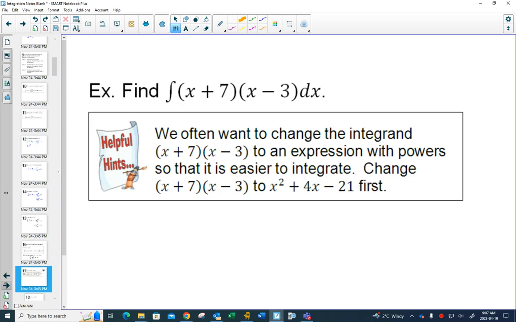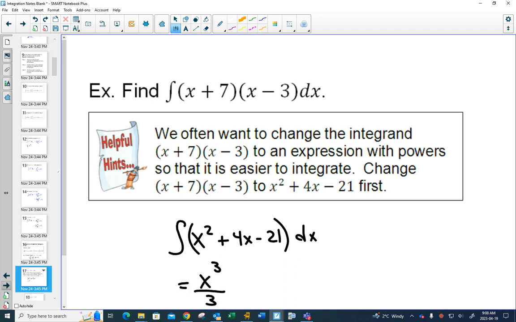And just like derivatives, right? If you wanted to do the derivative of this, well, we learned eventually there was a product rule. But often if you had a technique to simplify something, that would make your derivative easier. The same is true for, well, probably even more true for integration. If I multiply this out first, I get x squared plus 4x minus 21. And now I can integrate each of these separately.